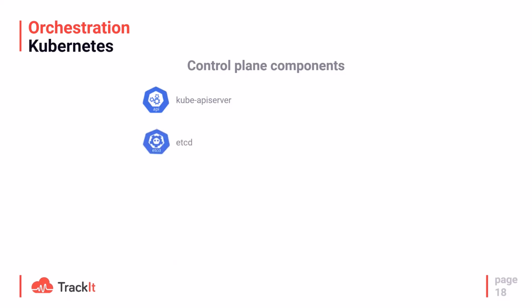You have etcd, which is a simple key value storage system. It's used internally by Kubernetes to save and manage all the configuration within the cluster. So you cannot access it directly, or you should not access it directly, but it's going to be used by all the internal components to update and manage the cluster.